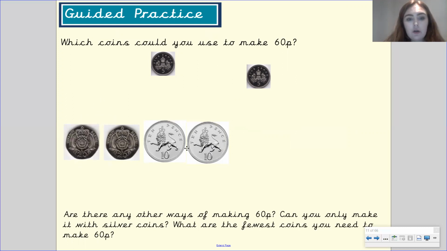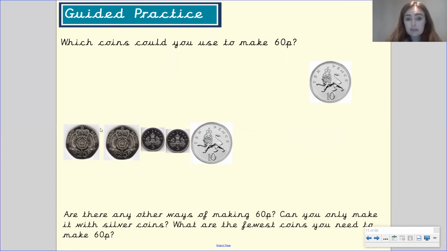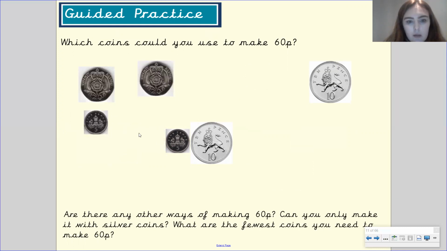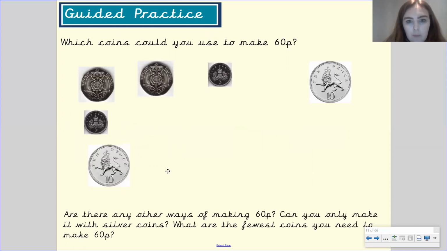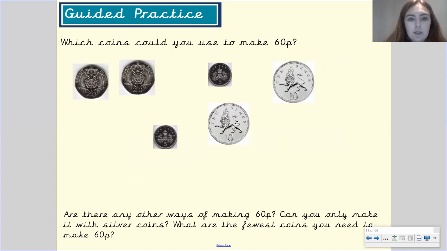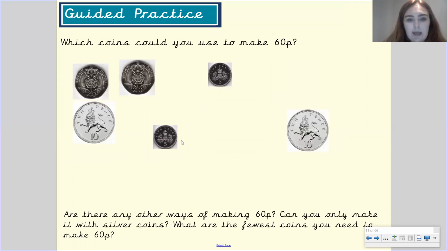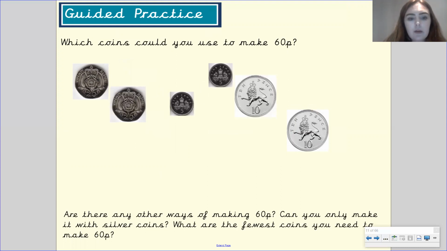You could have also had, instead of that 10 pence coin, you could have had 5 pence coins there instead. That's another way that you could have made 60. And I think those would have been the only ways that we could have made 60 pence. You could either have had 20, 20 and a 10 and another 10, or 20, 20, 10 and 2 5 pences. So are there any other ways of making 60 pence?